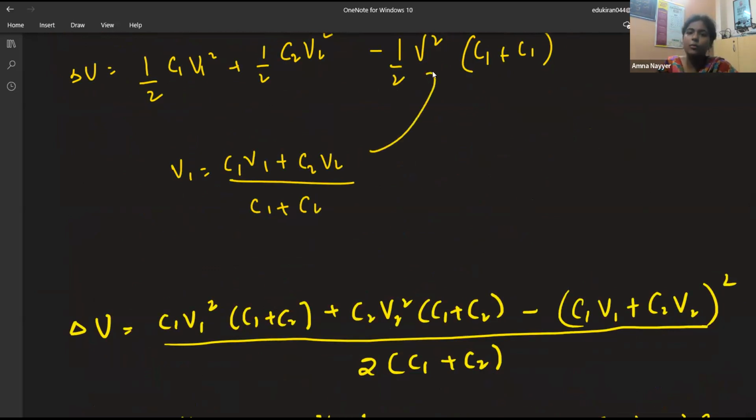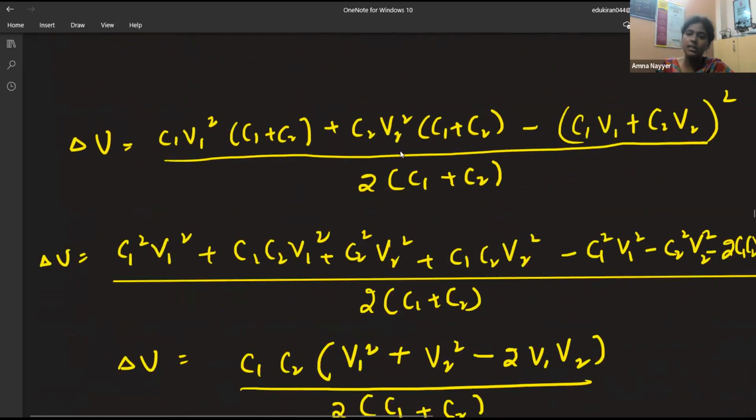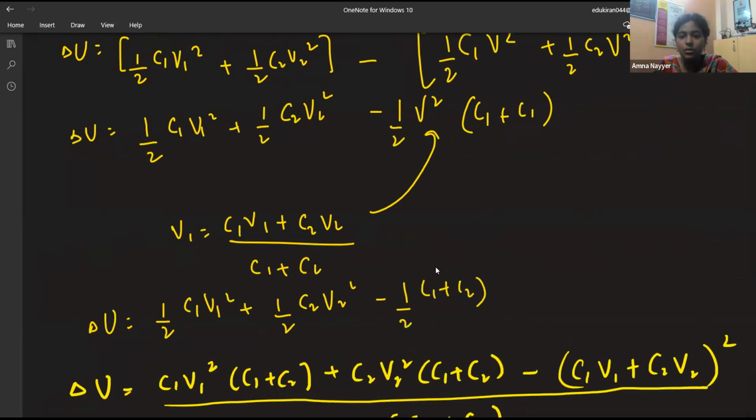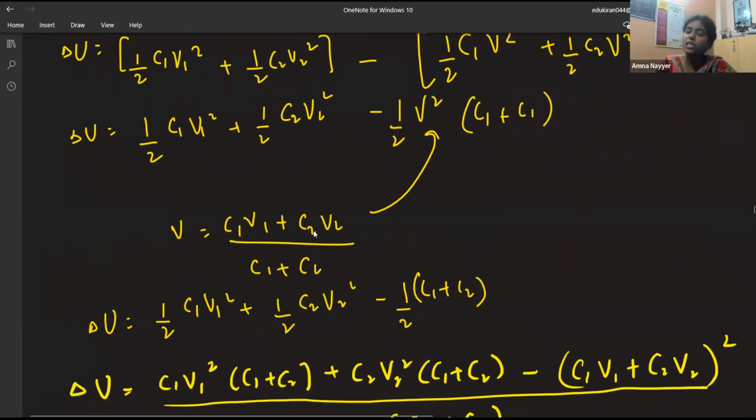So see, just put the value of common potential here. What will you obtain? You will obtain C1 V1 square into C1 plus C2, after taking the LCM. Let me rewrite this. This will be half C1 V1 square plus half C2 V2 square minus half C1 plus C2, this is left. Now I'll write V square. This is not V1, this is V. If this V is the common potential, what would be V square? Understood till here, class? Half C1 V1 square plus half C2 V2 square minus half C1 plus C2, I've written till here. Now I have to write this common potential, that is V square.